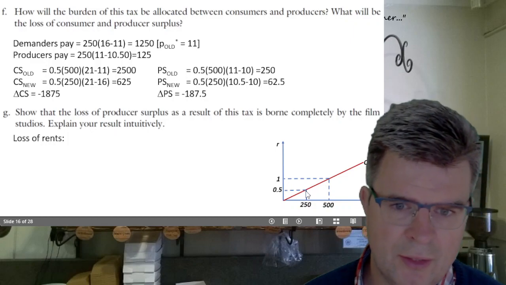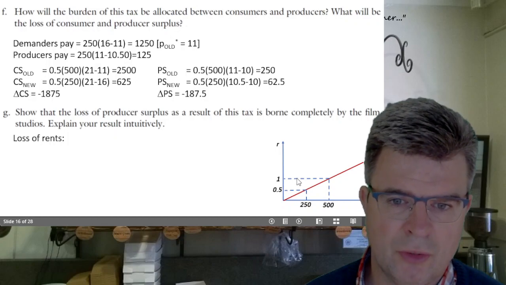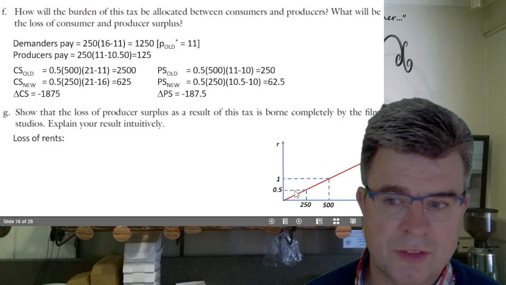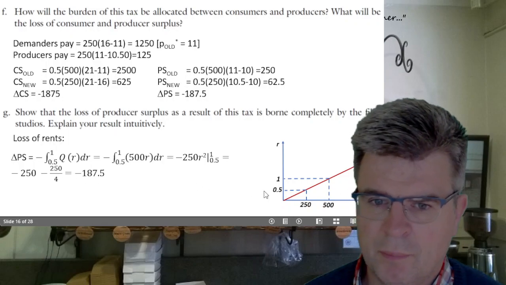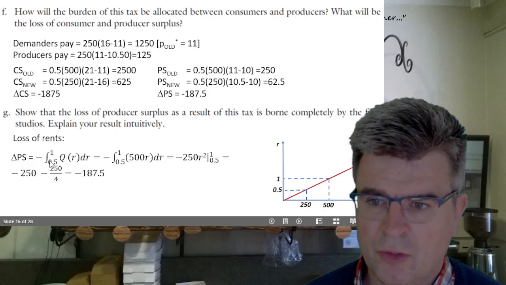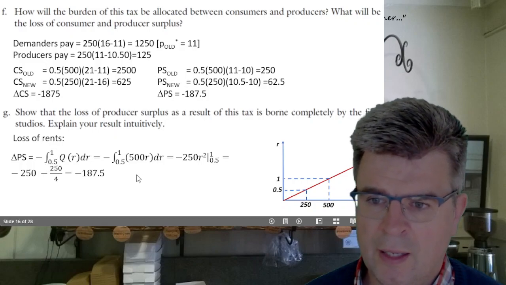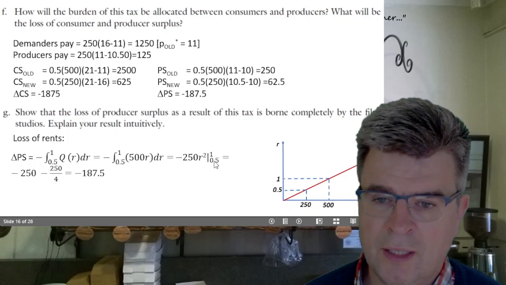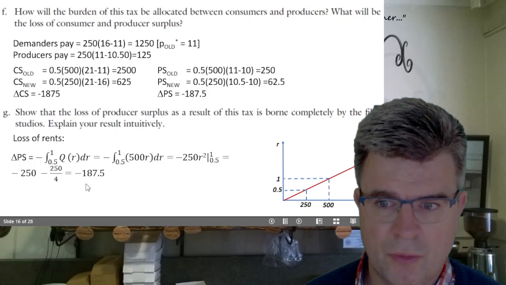Because these are all straight lines and this area is a combination of a square and a triangle, you can easily compute the size of this area. You can also do it in the fancy way, taking the integral, realizing that now the price goes down from 1 to 0.5. So we have a negative change in the rents, and we take the integral over the supply function over this range, and taking the integral we arrive exactly at minus 187.5.